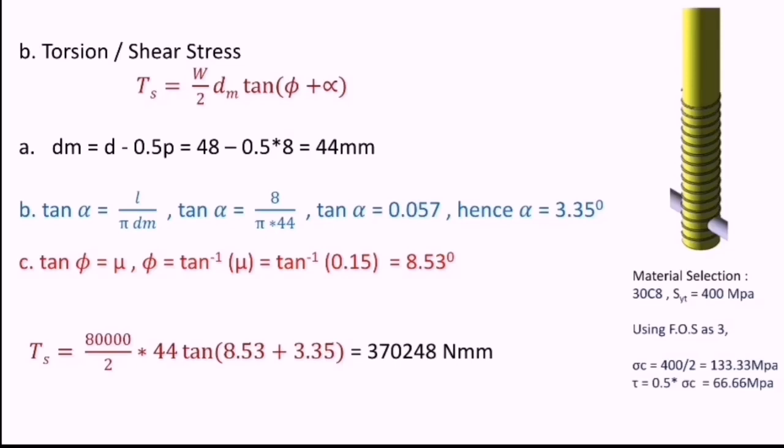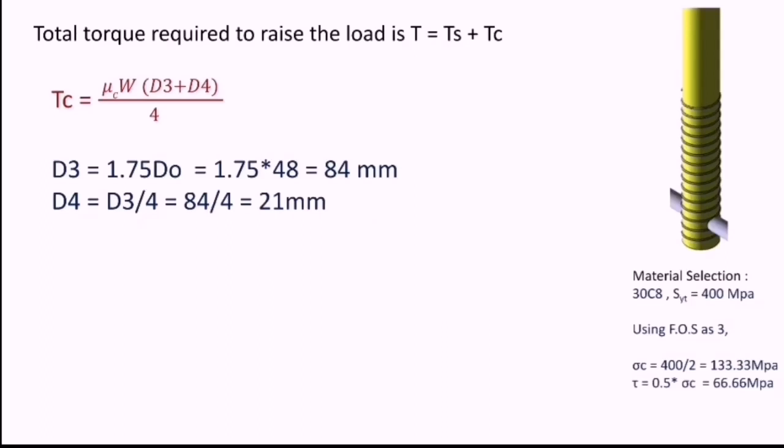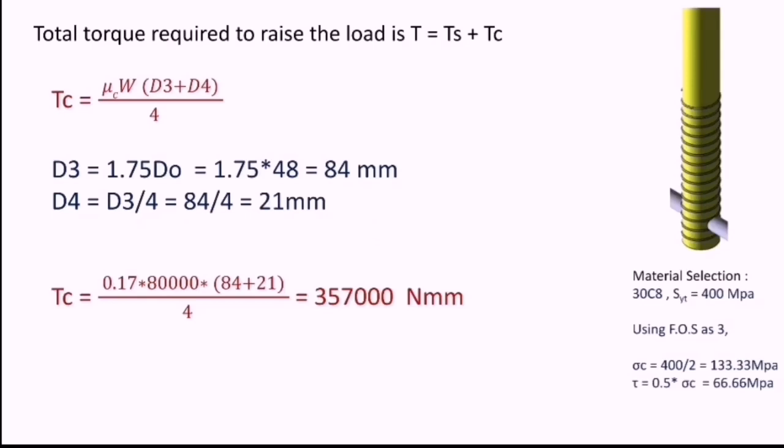This is the torque required to overcome the friction at the screw. The other torque is the torque required to overcome friction at the collar surface, for which we have Tc is equal to mu c into W into d3 plus d4 divided by 4. The values of d3 and d4 can be found out by empirical relations. On substituting the values, I will get the value of Tc as 357,000 Newton mm. Please note, I have used mu c as 0.17.